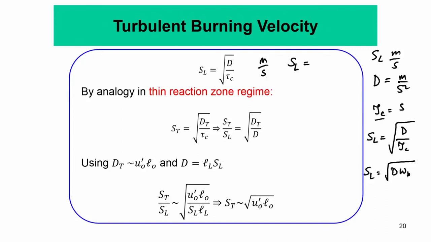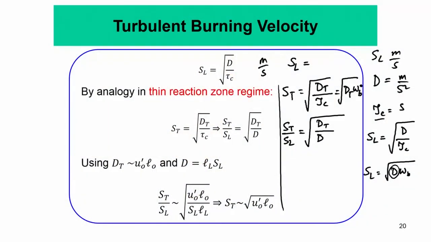Then, by analogy, for turbulent flames within the thin reaction zone, Damköhler is saying that the diffusivity is not just the thermal diffusivity governed by molecular processes anymore. This diffusivity must be replaced with the turbulent diffusivity. So if we replace it with the turbulent diffusivity in a similar way, keeping the chemical time scale the same, that is, the local reaction rate remains unchanged, we can write ST is essentially the square root of DT times omega, so ST by SL is equal to the square root of DT, the turbulent diffusivity, by D.